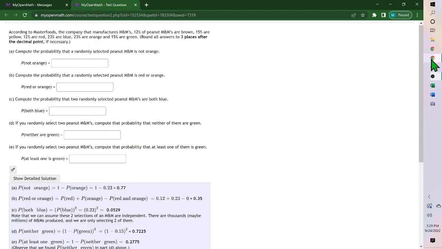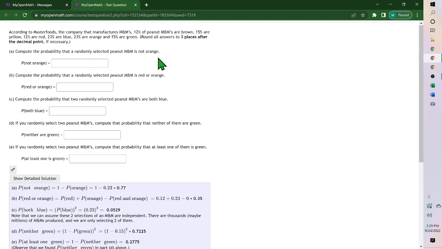Hello. For this problem, according to Master Foods, the company that manufactures M&Ms, 12% of peanut M&Ms are brown, 15% yellow, 12% red, 23% blue, and 23% orange, and the last 15% are green. Round all answers to 3 places. Compute the probability for each.